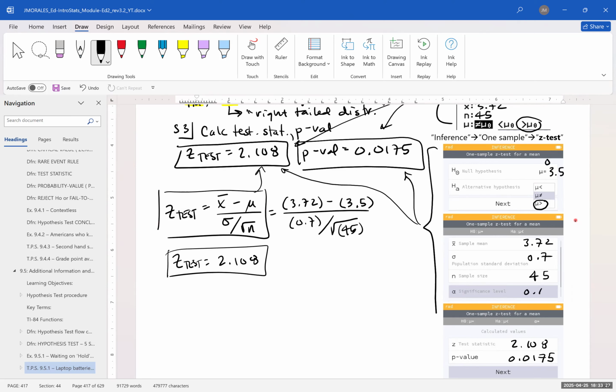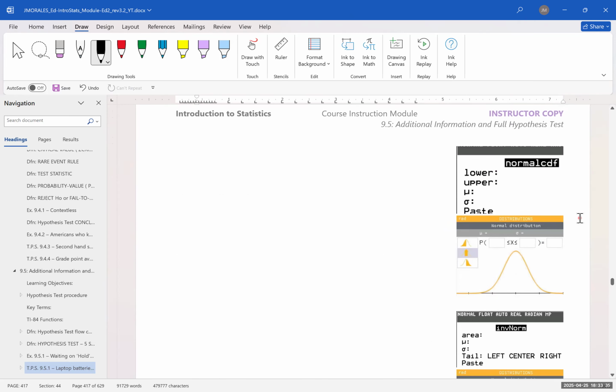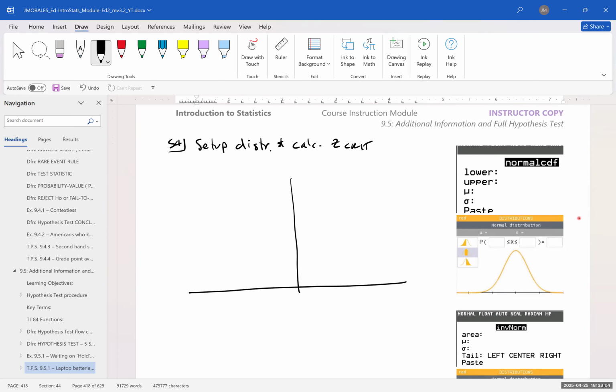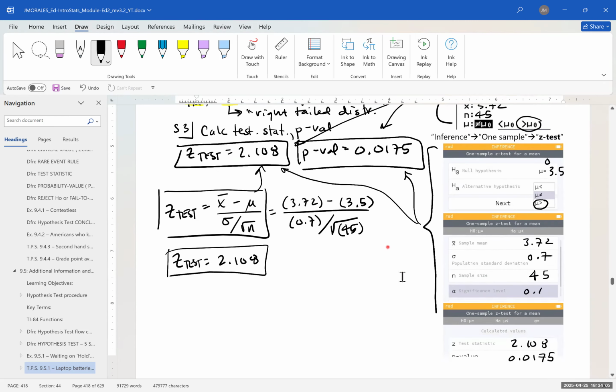Let's move on to step 4. Step 4 is to set up the distribution and calculate our critical value. So let's go ahead and draw it. Let's do a quick sketch. All right, and what did I say this was? I think I said that this will be a right-tailed distribution.